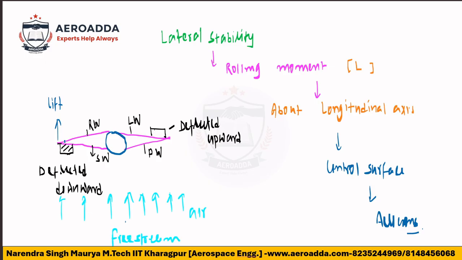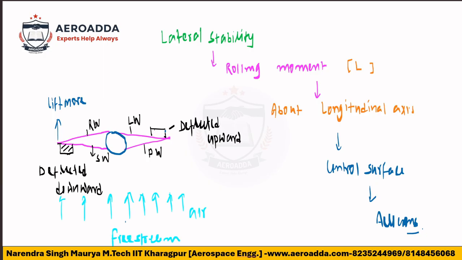Generally, what is happening? See, flaps and all are deflected downward. Why? Because you want lift. Again, the same condition: the camber of the wing is increasing because of the control surface being deflected downward. Surface area increases, so lift increases. So this side lift is more. And because this one is deflected upward, here the lift will be reduced.